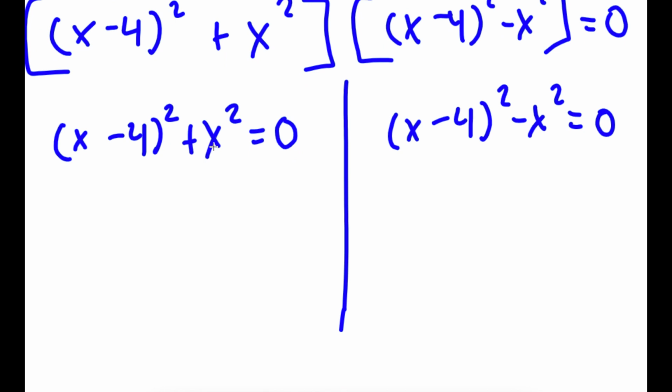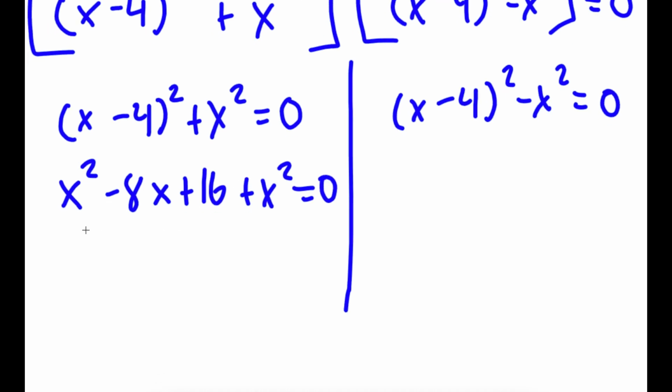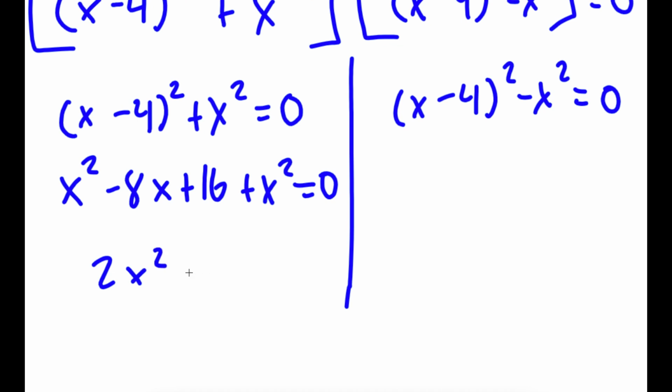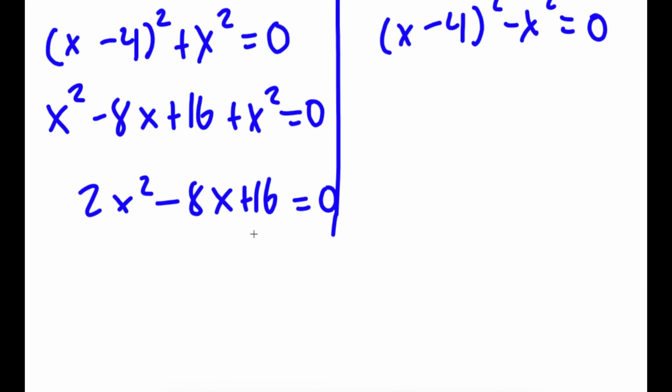So now to simplify this, I'm going to go ahead and expand this. So x minus 4 squared, that's equal to x squared minus 8x plus 16. So I have this plus x squared is equal to 0. x squared plus x squared is 2x squared. So I have 2x squared minus 8x plus 16 is equal to 0.